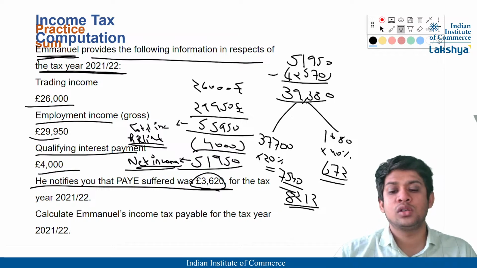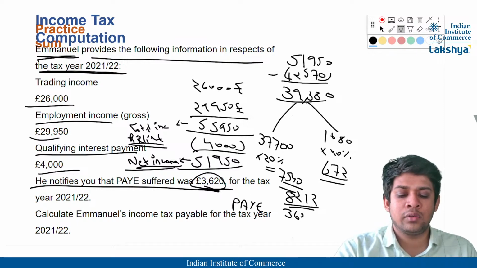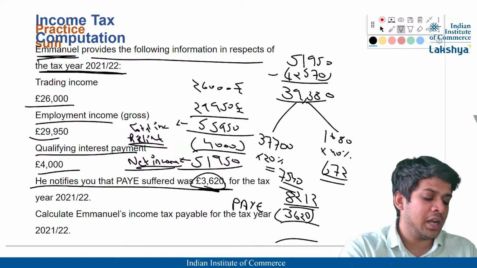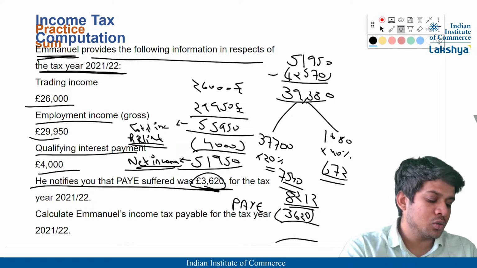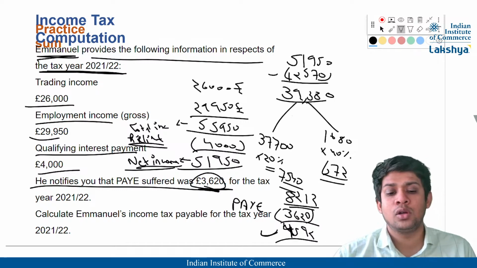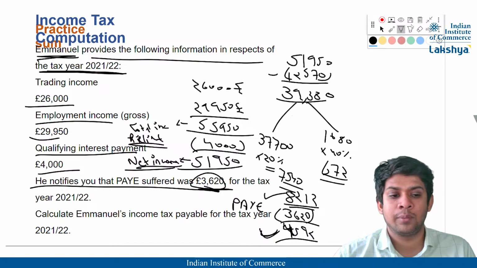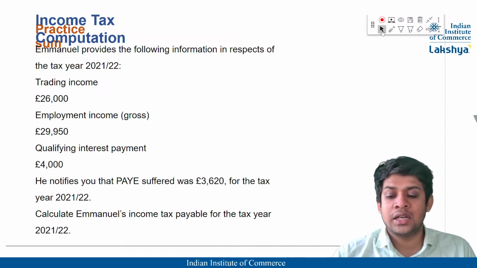Now from this, he has also suffered PAYE. That means he has already paid a certain amount as he has earned. So 3,620 will be deducted, and the income tax payable is 8,212 minus 3,620, which gives 4,592. So this is the income tax payable, and this is the income tax liability. I hope it is clear, guys.